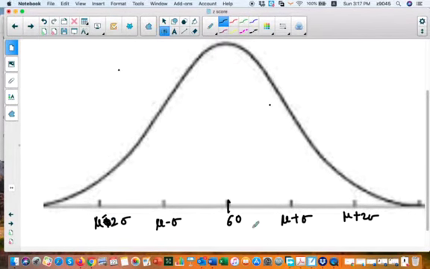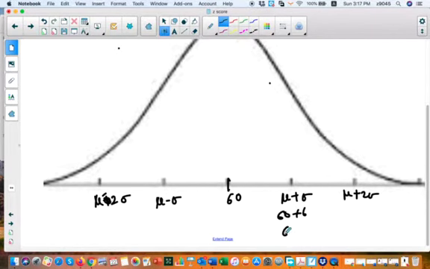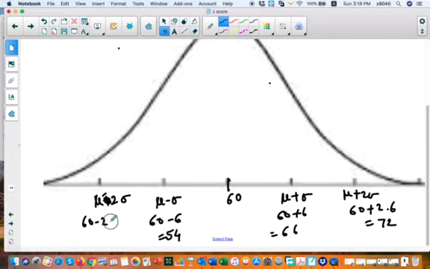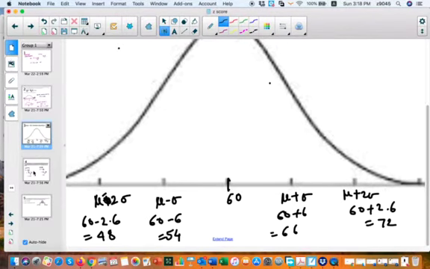This is 60 plus 6, which is equal to 66. This is going to be 60 plus 2 times 6, so 60 plus 12, which is 72. Here we have 60 minus 6, which is equal to 54. And 60 minus 2 times 6, so 48. So this is the distribution of the data, or the values, in the normal distribution.